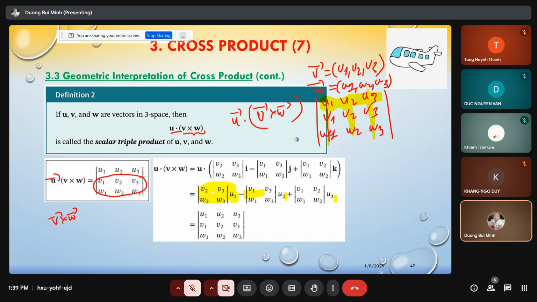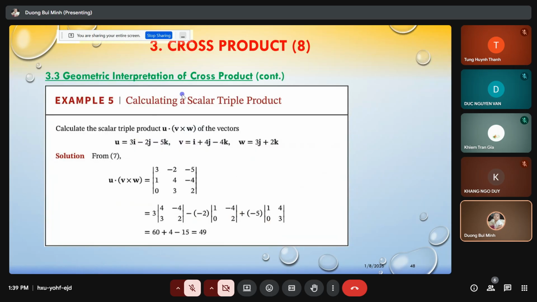So this looks like a determinant, right? If this is the determinant, you can guess the result. That will be a scalar number. So that's the reason we say a scalar triple product. Okay?